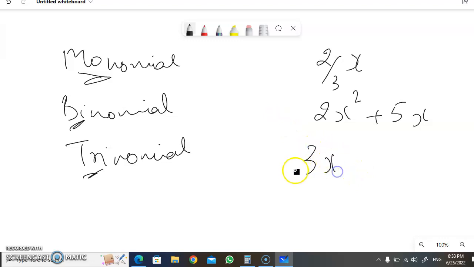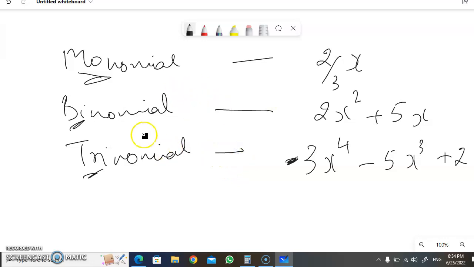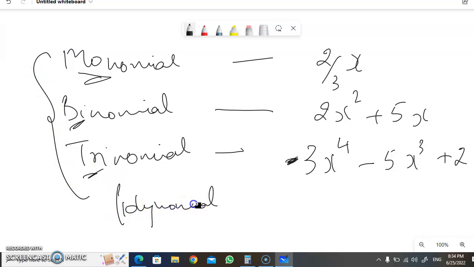So let me write minus 3. There can be negative for the coefficient. So 4 minus 5x cube plus 2. So these are examples for monomial, single term, binomial, 2 terms, trinomial, 3 terms. Now more than that also we can have, any number of terms we can have, but all in general are called polynomials. Whether it has one term or 5 terms or 10 terms, it is still called a polynomial. This is the classification based on the terms. Now we have the other way of classifying.